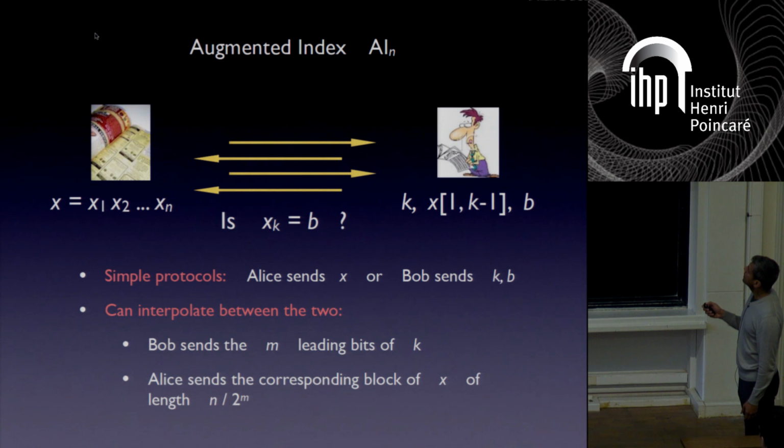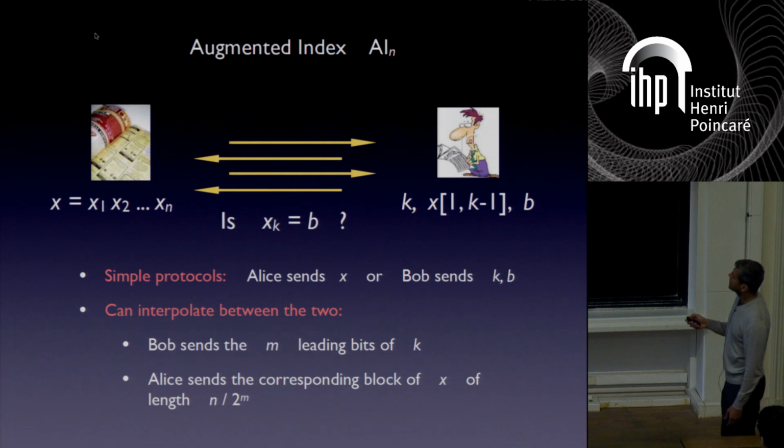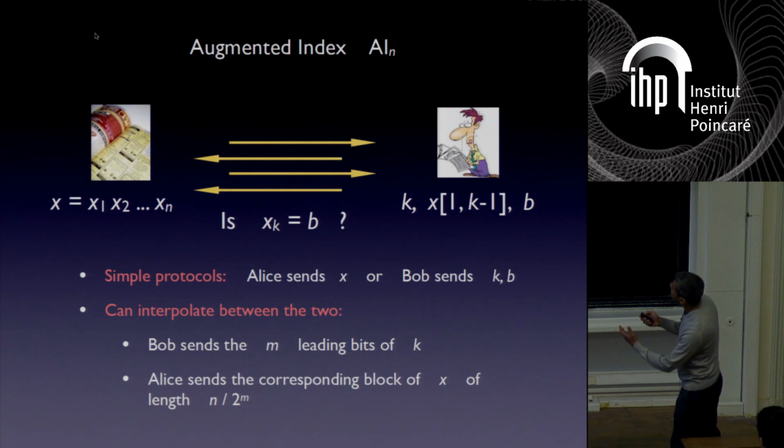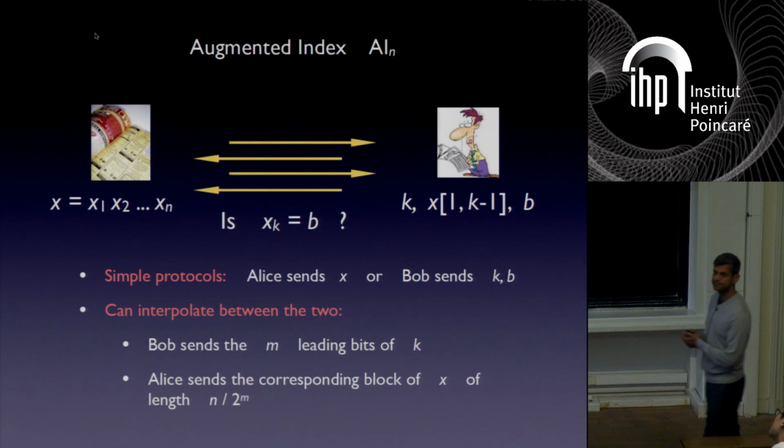There is an interpolation between these two extremes where, in the first case we had n bits of communication, in the second we had log n. Instead, you could do the following. Let's say Bob only sends the m leading bits of k. So he has the index k. Of these log n bits in k, he sends the m leading bits.